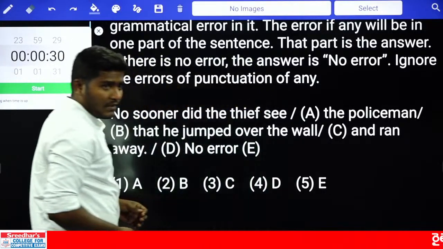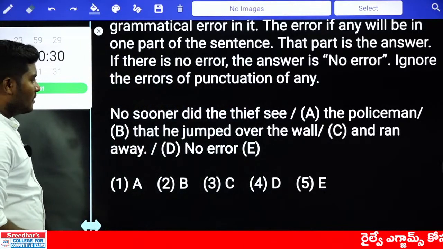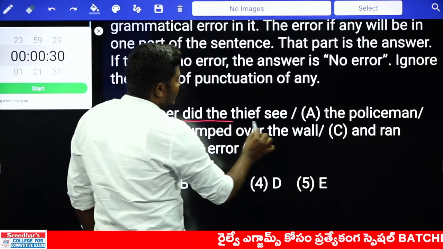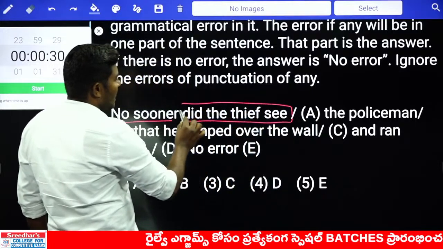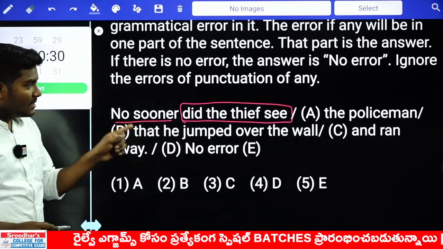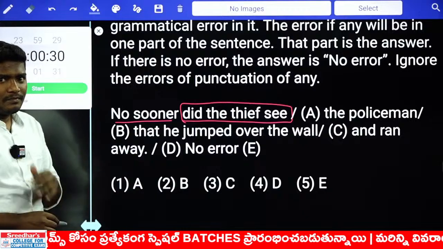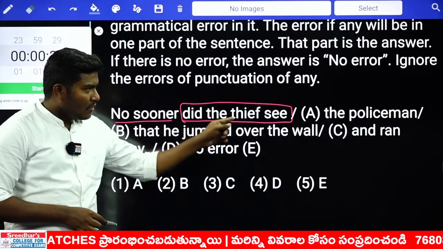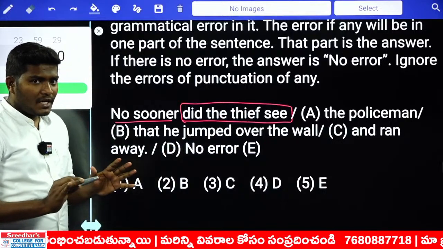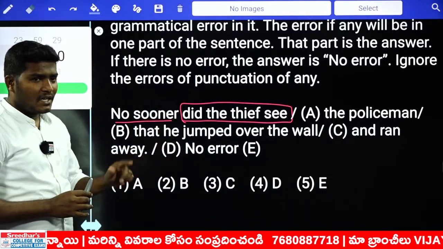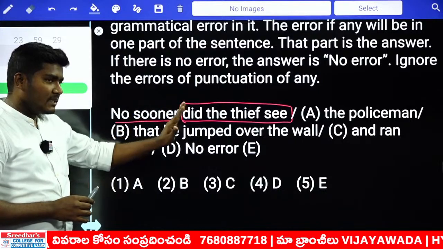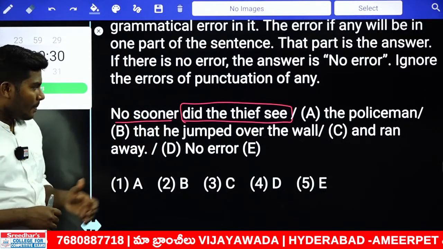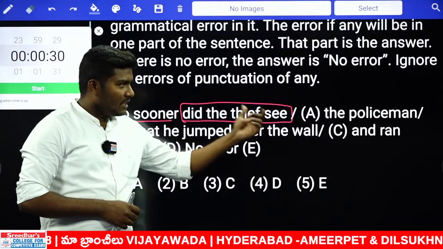There is one more point that we can learn. What are the points that we can learn? Look at this: No sooner did the thief see. Can anybody tell me what this point is called in English? I want somebody to tell me. I am not speaking about the tense. A separate rule is applied here. One rule is already applied, that is correct only, but what is it called? Can anybody tell me what it is called? No sooner did the thief see.